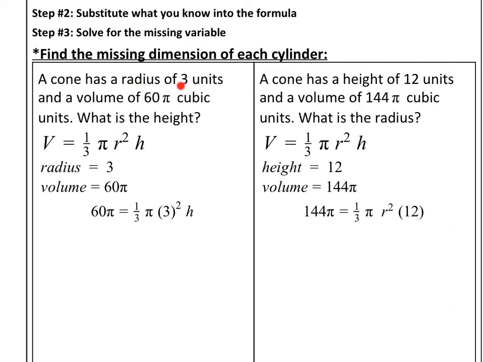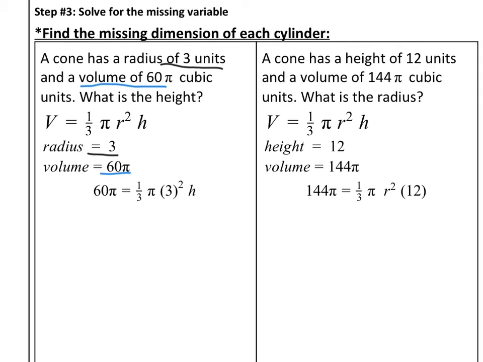So a cone has a radius of 3 units. We've identified our radius here. We also have a volume of 60 pi units. And they're asking us what is the height. So when we substitute into our formula 1/3 pi r squared h, we have our volume of 60 pi equals 1/3 times pi times our radius squared, that's 3 squared, times h.